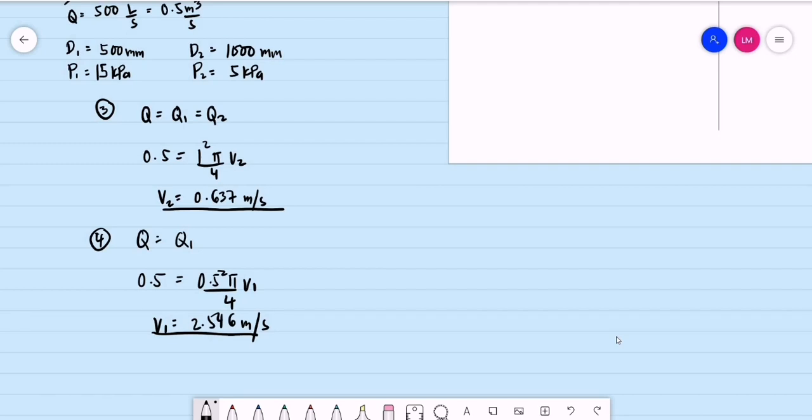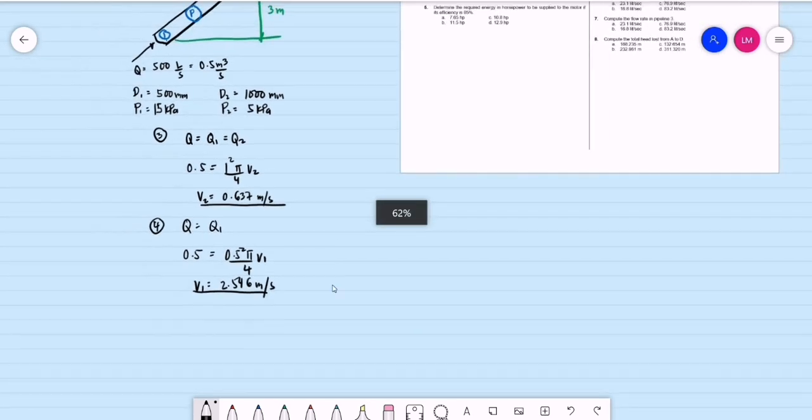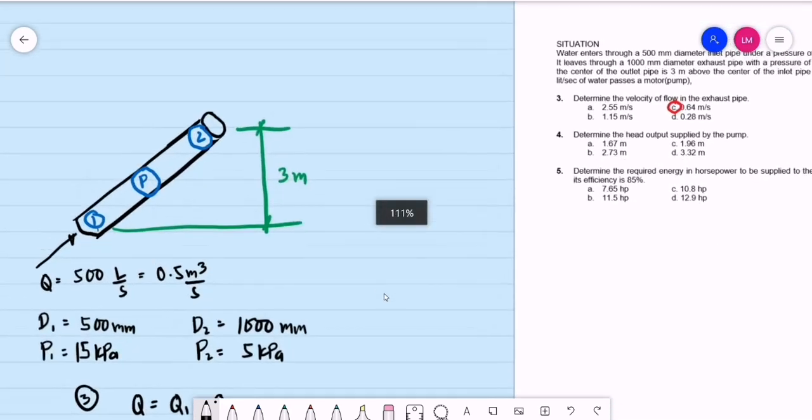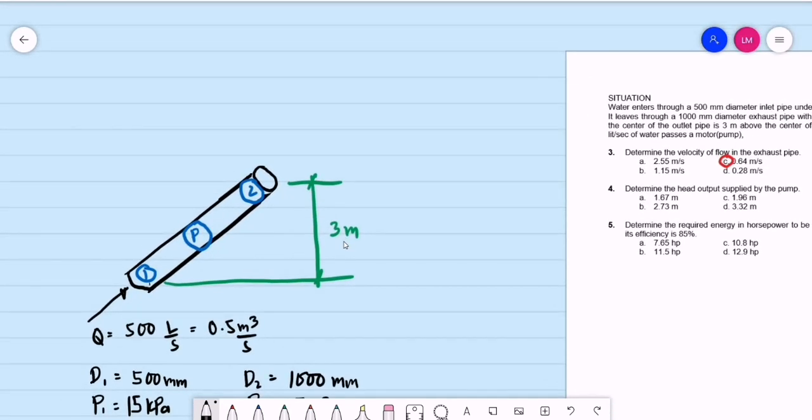So let's have our diagram for the energy equation. At section 1, since we don't have elevations, we assume this as elevation 0, and that makes Z1, the elevation head at point 1, equal to 0. Above the elevation head we have the pressure head, let's say this is P1 over gamma.